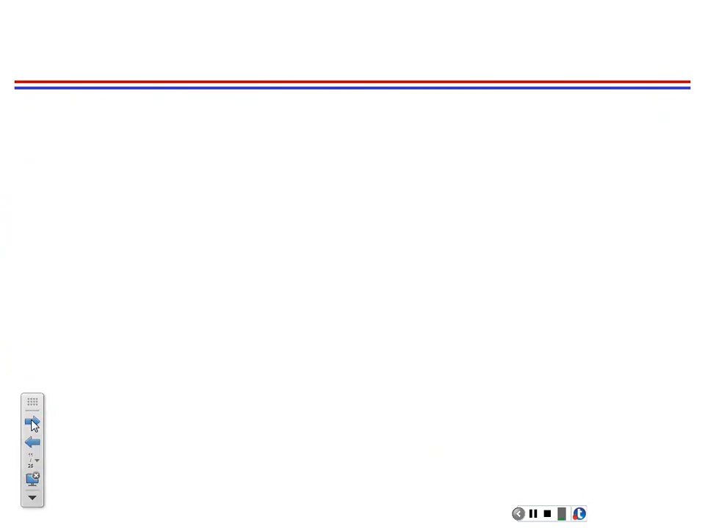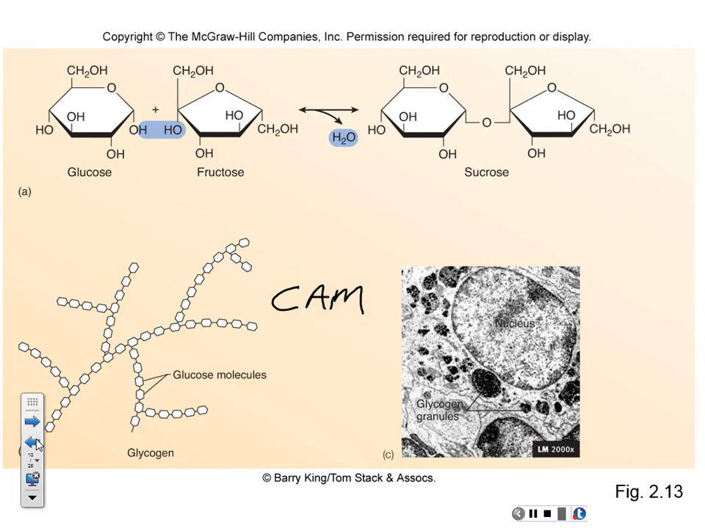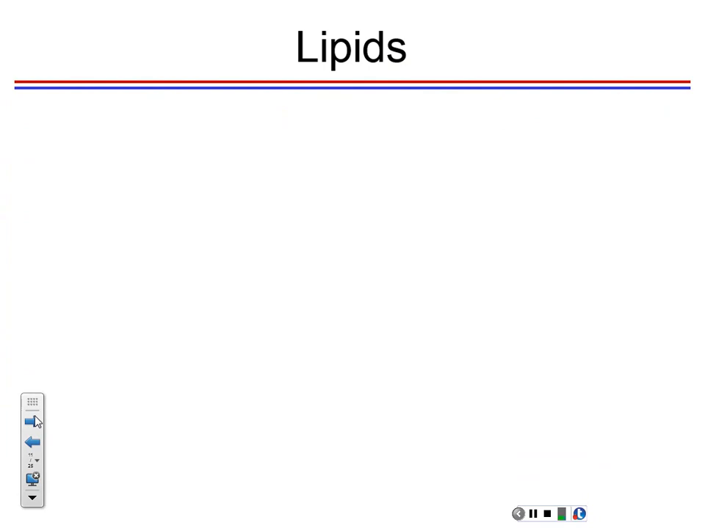Oh, what did we talk about this? Yeah, this is our little sucrose right there, glucose and fructose. And of course, what kind of reaction is this? It's a synthesis reaction, so it's a dehydration reaction because we lose water, right? So that's a synthesis reaction. Okay, very good. Okay. Now we go to lipids, right?